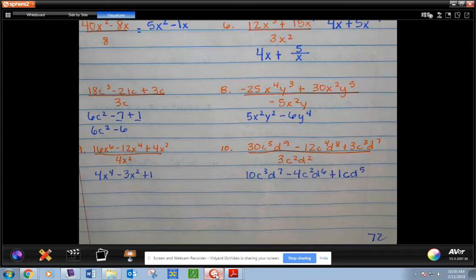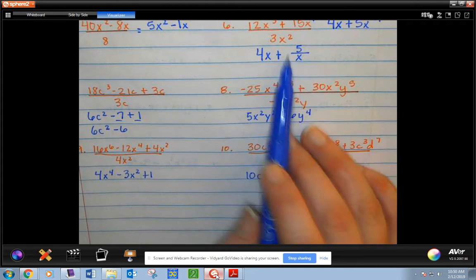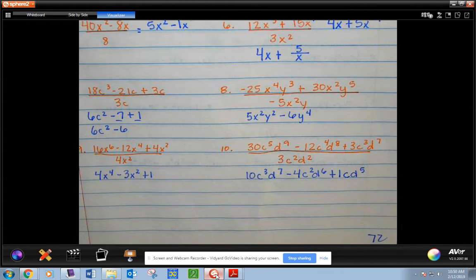Okay, so my only refresher and reminder for you is when you're doing your worksheet, if you get a negative exponent, you only fix that piece with the negative exponent. Leave the other pieces alone. Okay, if you have any questions, let me know.